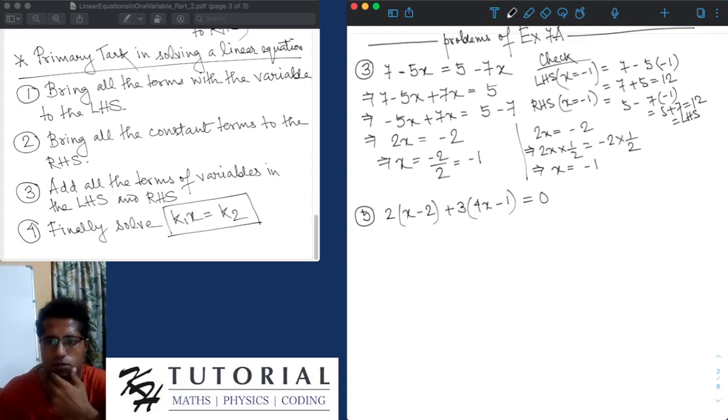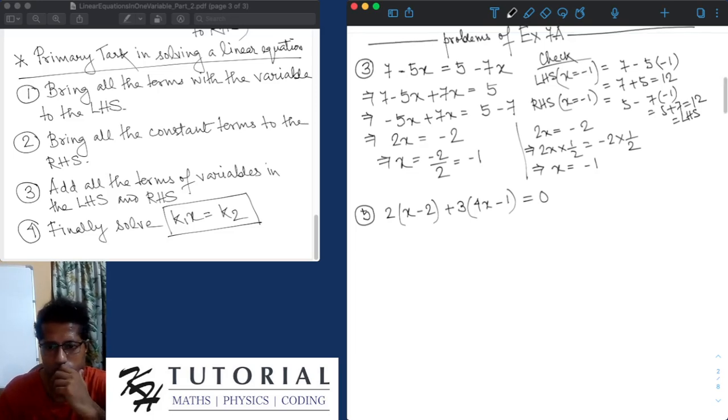Okay. Let's now see question number 5. Question number 5 is also very straightforward, but first you have to do the multiplication. That is, you have to multiply 2 with the binomial x minus 2. You have to first do the multiplication.